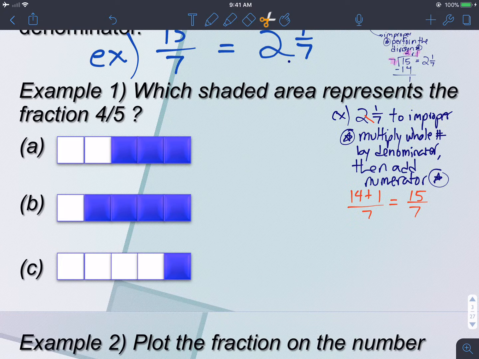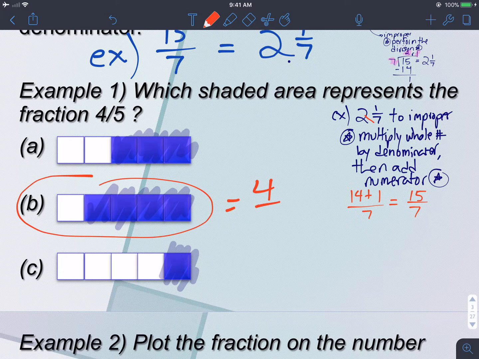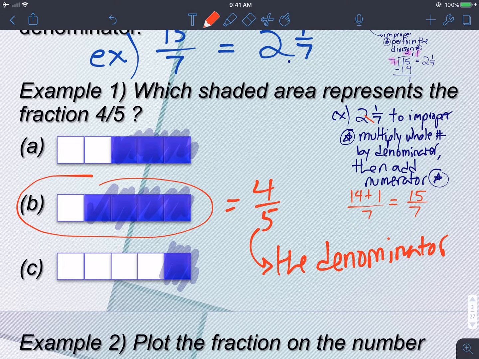All right. They give you questions where you have a total number of blocks. Which shaded area, meaning the blue, represents 4 out of 5? A, B, or C? B. This one. All right, so another way we want to think of it is the denominator is like the total.